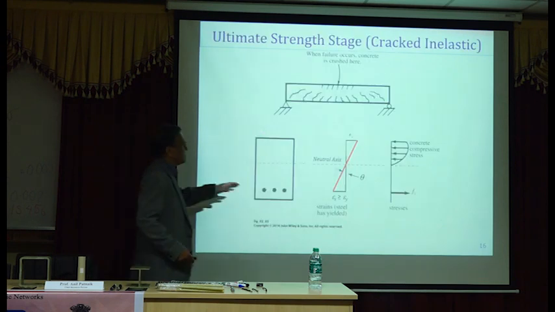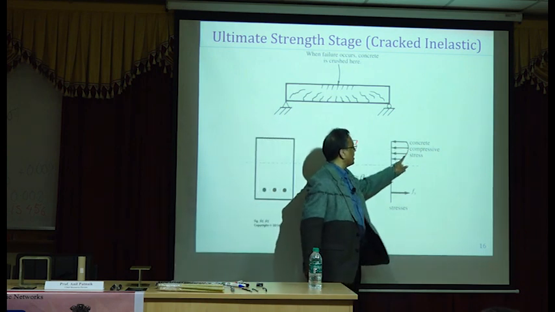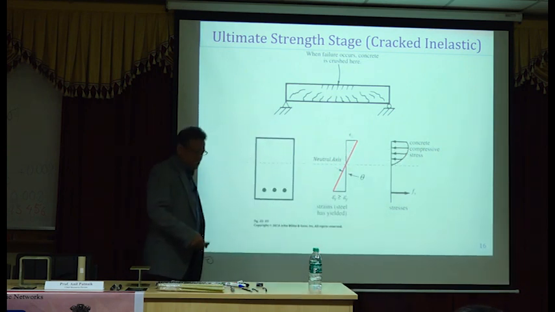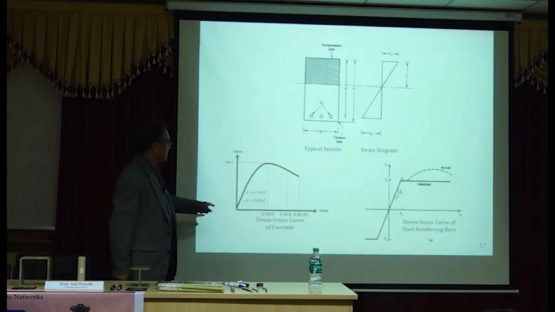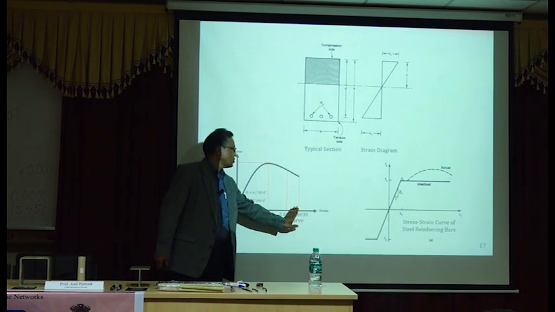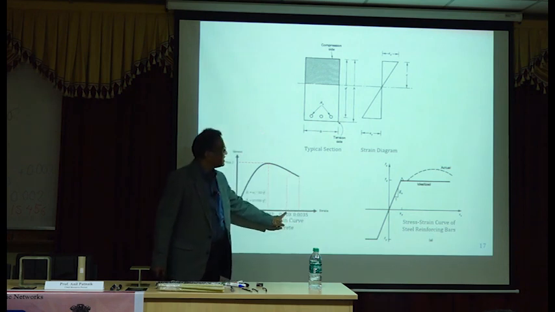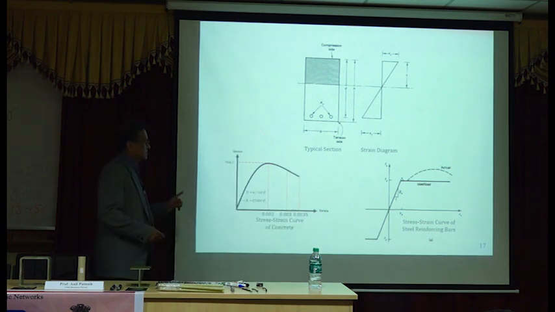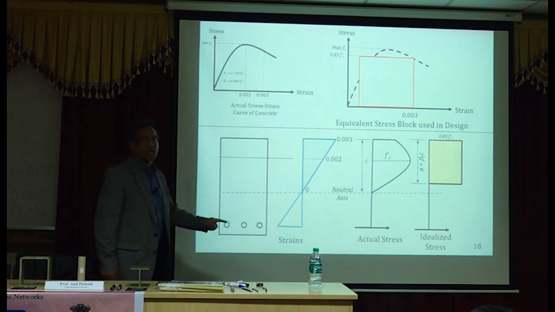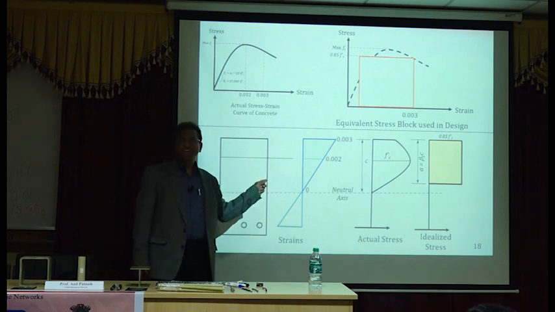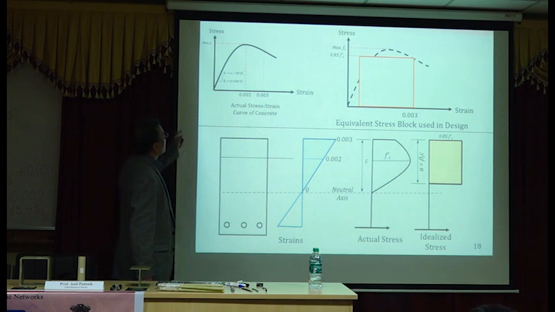So same thing, we have the strain diagram, linear strain diagram, and also the compressive stress is parabolic. Actually, we don't use strain beyond 0.003 for concrete, but for steel we'll use the bilinear stress strain curve. That's the idealized stress strain curve, bilinear stress strain curve. Exactly the same until this point. Now we are going to deviate, okay, from whatever we have done so far.